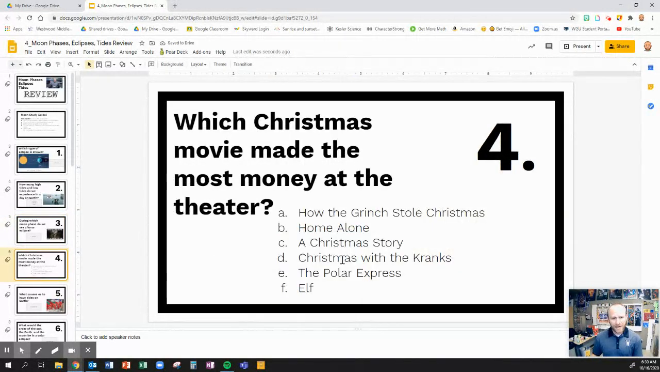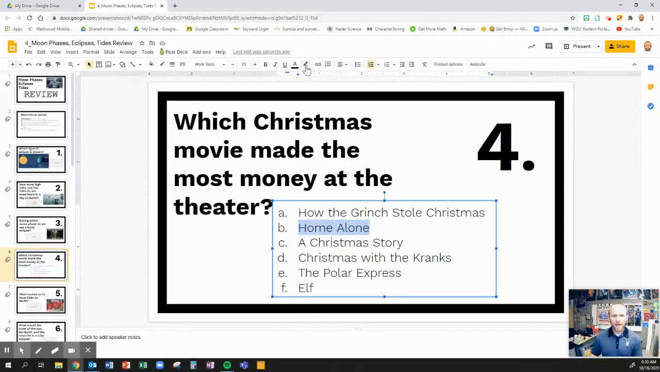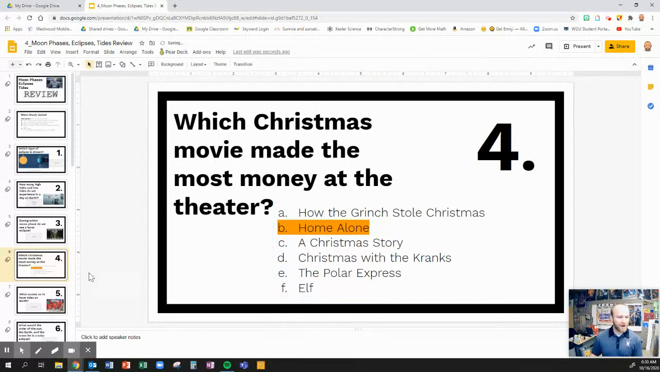This is just a fun one. Which Christmas movie has made the most money in the theaters? It's actually Home Alone. That is the correct answer there.